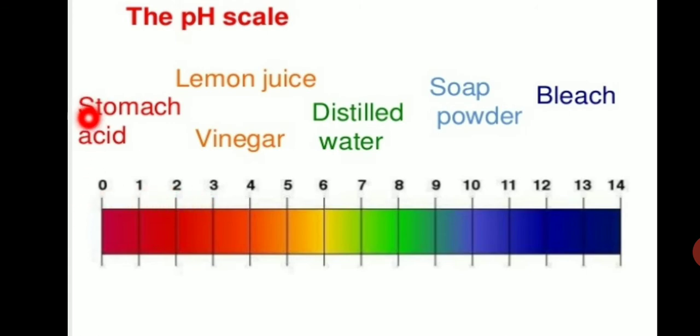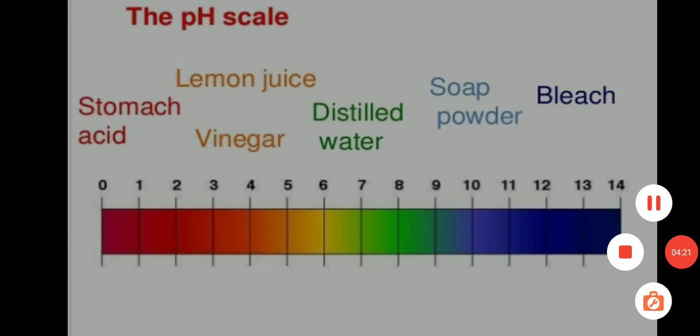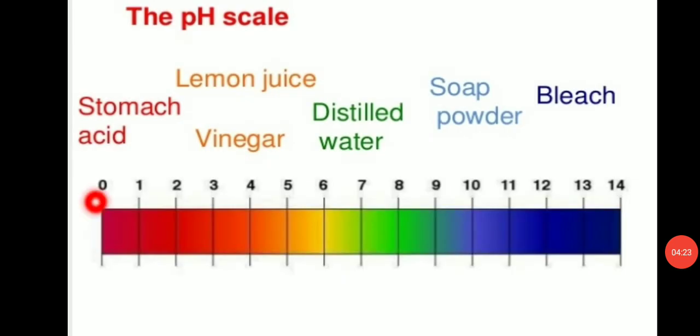The stomach acid, but which is the stomach acid? That is hydrochloric acid, which shows red in color. Then sulfuric acid, nitric acid etc. show red in color. Lemon juice shows pH 3 and vinegar etc. also shows pH 4.